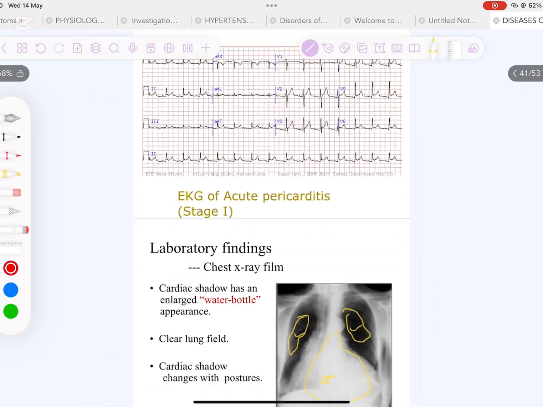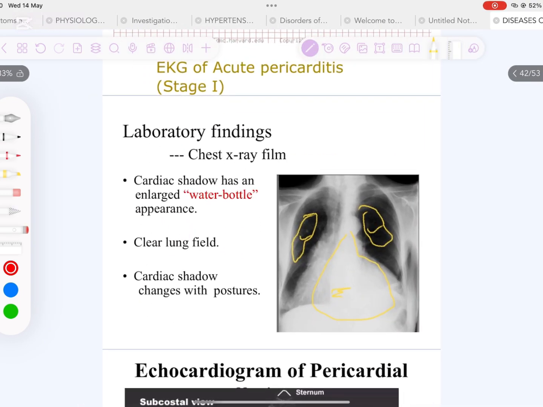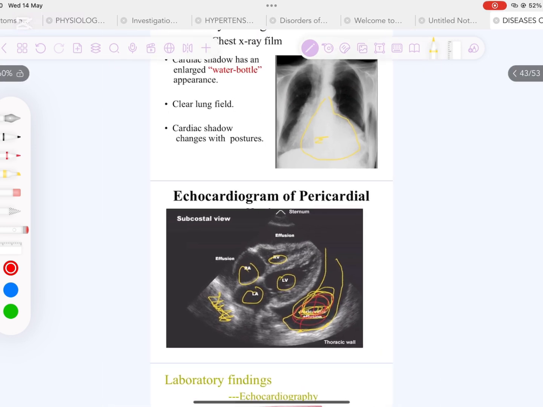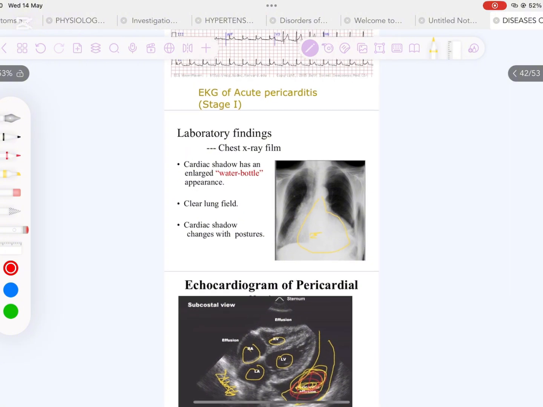So this is it. Now for laboratory findings. On chest x-ray, we are going to see a clear lung field. See, the lung field is clear. Let me clean the image I drew. So you see that it's clear. So clear lung field, okay? And the cardiac shadow will now show an enlarged water bottle sign. So this enlarged water bottle appearance, clear lung field, and then cardiac shadow changes with posture. If you move like this, the cardiac shadow will change.